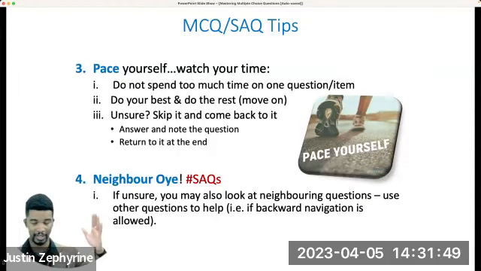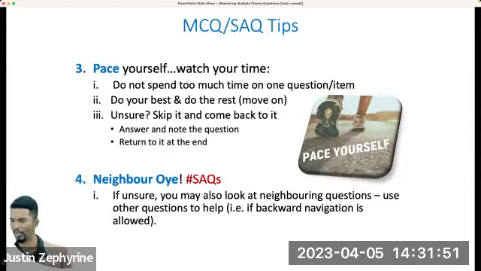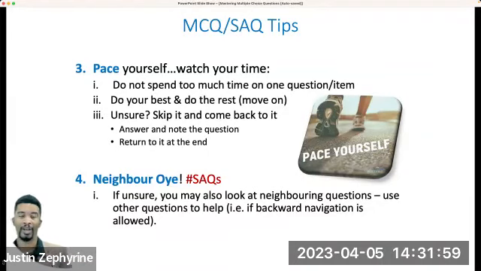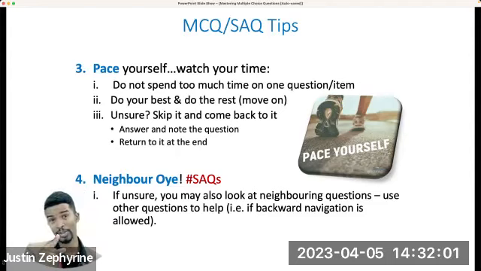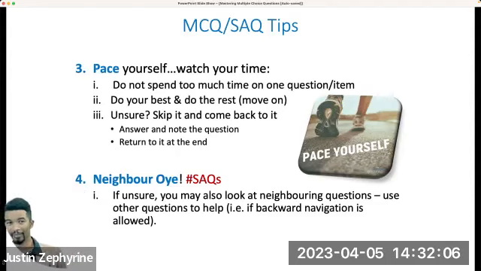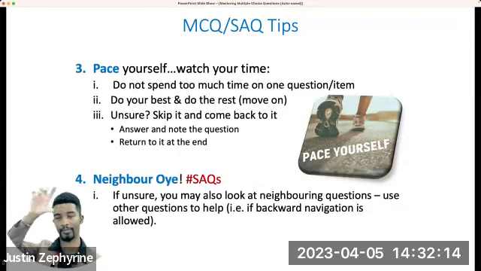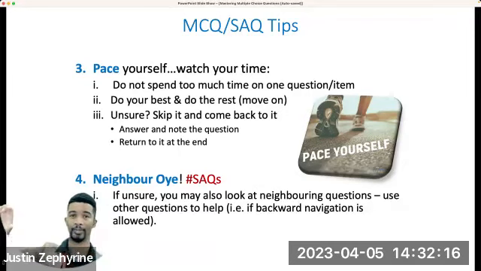Also, another thing as you navigate through the different questions, especially with short answer questions and multiple choice questions, and that's why I put hashtag SAQs, hashtag MCQs. When it comes to SAQs and also with MCQs, look at the neighboring questions, right? What are the other questions asking? Because sometimes these questions are very connected, especially with short answer questions. You might see the stem or a paragraph with a case study or something. Then you'll see part 1, part 2, part 3.